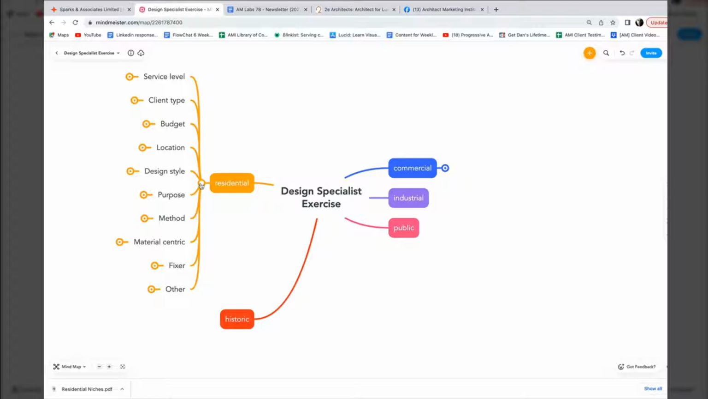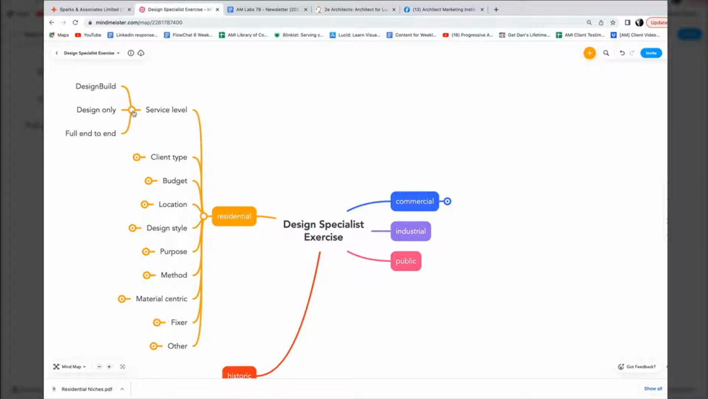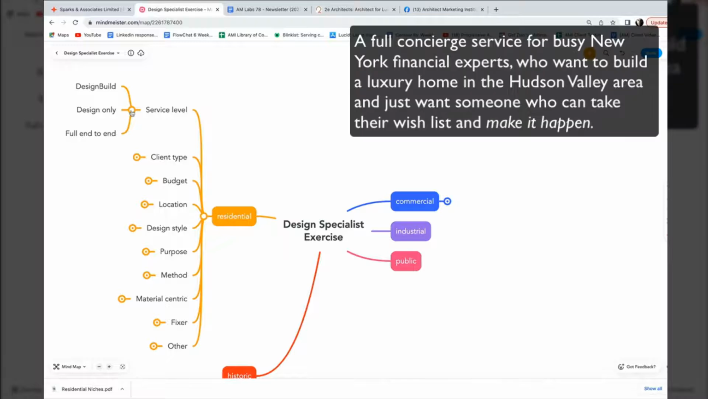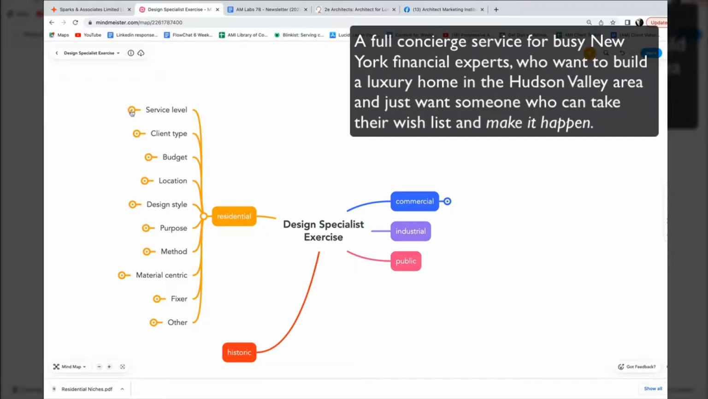Here's some different types of residential niches. So service levels, and where that comes from, it's some architects who have worked with, say, New York bankers who don't have time to do anything. They need a real full concierge service. So, that might be a sub niche that we do a full end-to-end concierge service for busy business people who will talk to them at some stage, but really will do everything for them and have the house set up and ready based on the brief they give us.